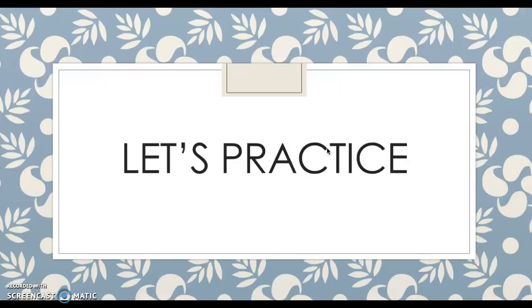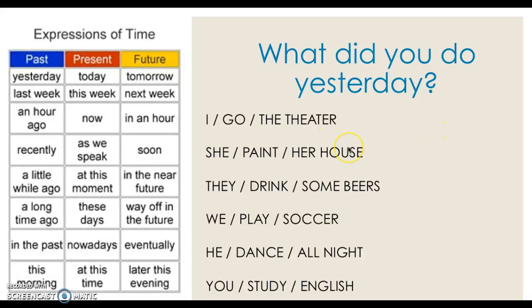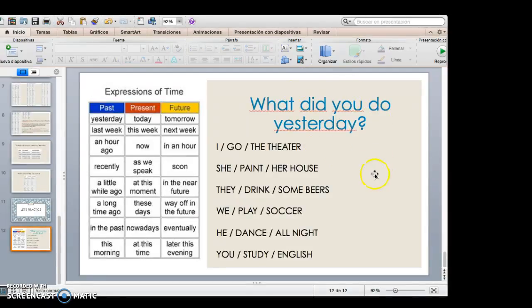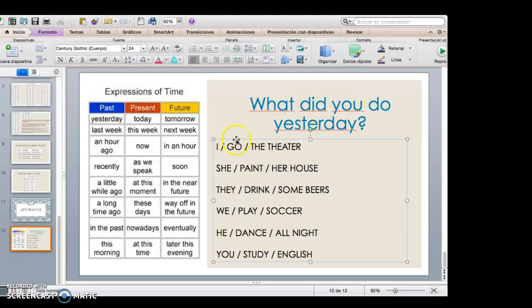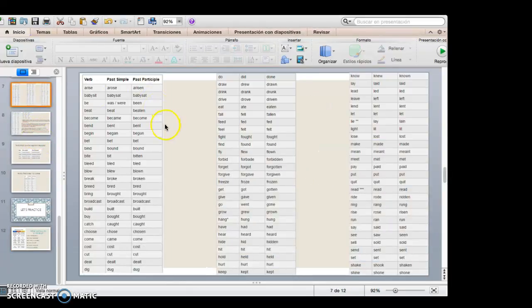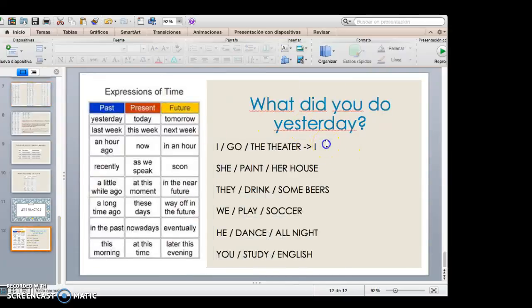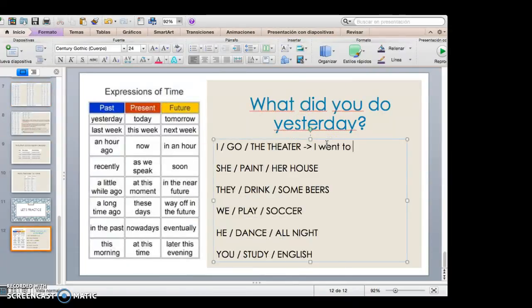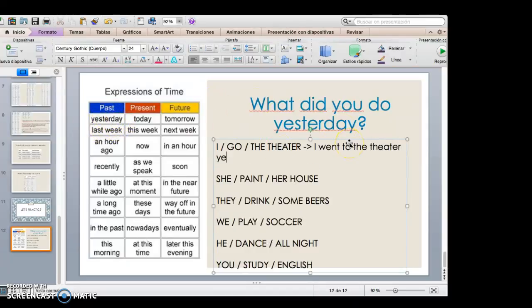Okay, guys, let's practice a little. If I ask you, what did you do yesterday? And you want to use these words, how would you create it? Let's write it here. I, and then we have to turn go into the past. So we go back to our list. Here is go. And then we see, oh, the past tense of go is went. So I went to the theater yesterday, because that's the question.